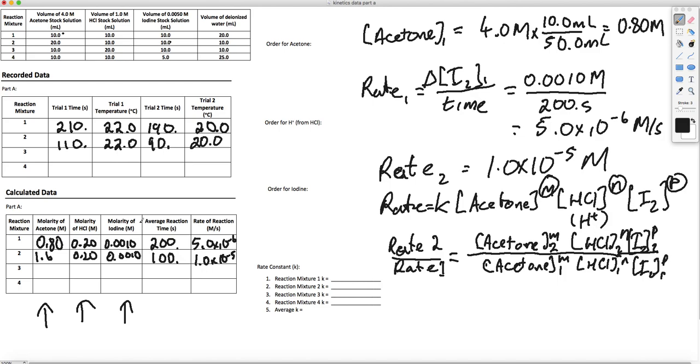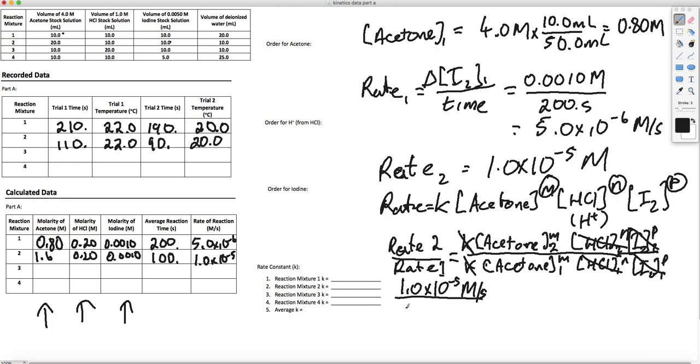Now these are going to be the same for the HCl and the I2, so you can see that those are going to end up cancelling. The K's here, of course, will cancel too. So what we're left with is what we've got over here. I'm going to go ahead and substitute those in, and you'll see why we did rate 2 over rate 1 in a second rather than rate 1 over rate 2. Let me make that a little bit straighter. There we go.